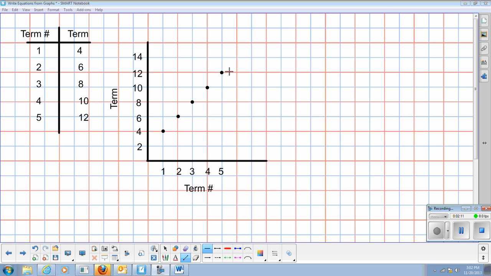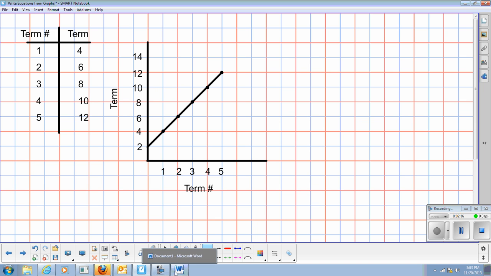Your graph has 4 or 5 dots on it. You've got your term number and your terms. The first thing I want you to do is take a straight edge and draw a line. We're going to draw a line starting from the dot furthest on the right, and draw it all the way back over to our 0 line, or the y-axis. So we'll take a straight edge, take a pencil, and draw a line all the way back to the y-axis and stop right there.